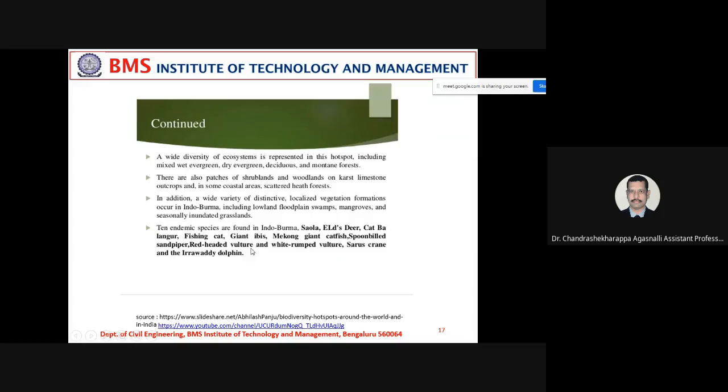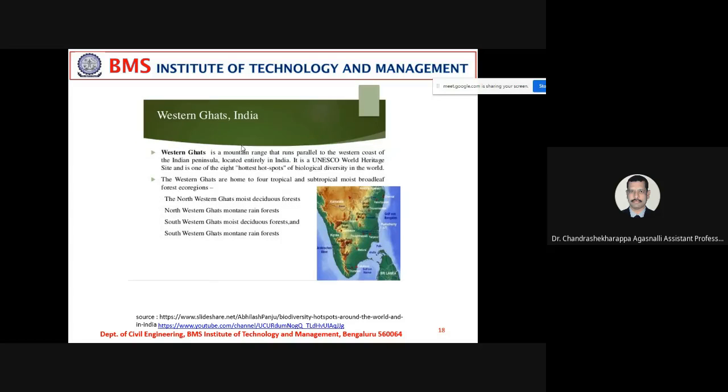And yes, other than this, we have very good localized vegetation formations in Indo-Burma's lowland floodplains, swampy areas, mangroves, and seasonally grassy areas. So these all give us very good ecosystems. So to follow nature, in the Western Ghats, I told you that the Western Ghats is a mountain range parallel to the western coast of the Indian peninsula, located entirely in India.